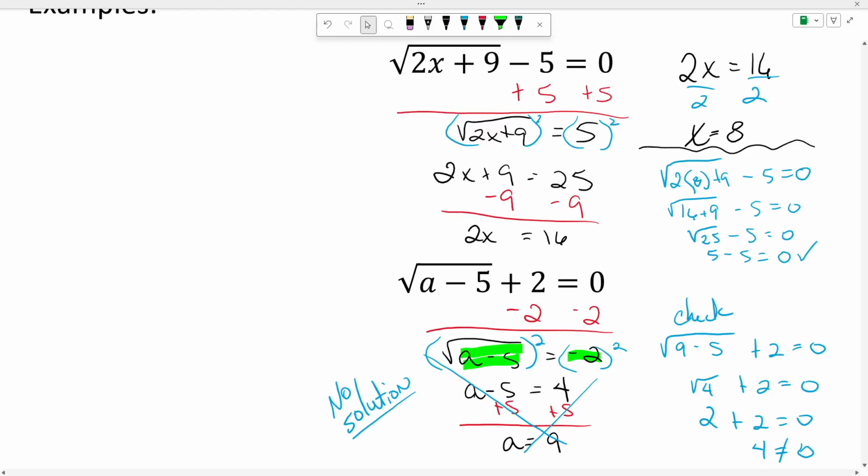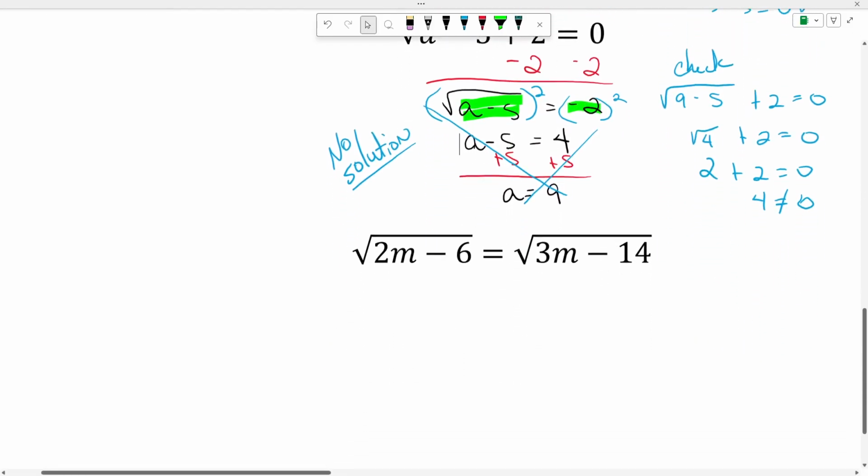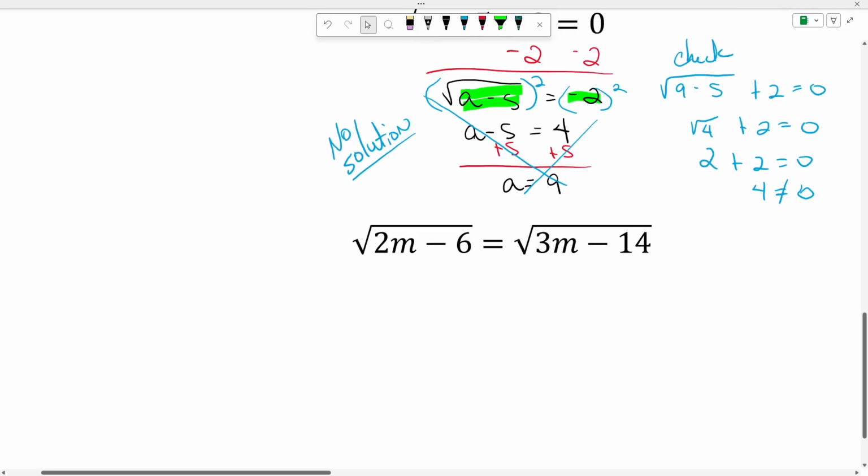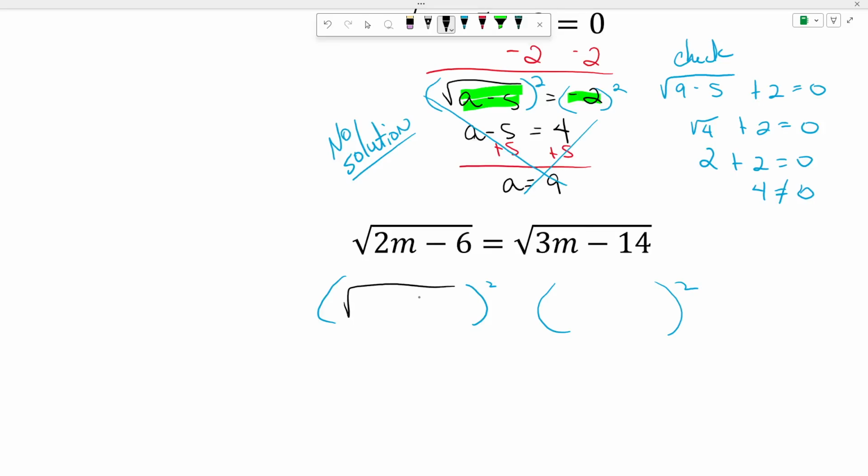Looking at one more example here of things we could come across. We have here two radicals, one on each side. For this one, we're going to square both sides of our equation, just like we were doing before. So I'm going to square this side, and I'm going to square this side, just like we did up there. Except the only difference is this time I have two radicals going on. And whenever I square them, the radicals are eliminated, leaving me with 2m minus 6 is equal to 3m minus 14.